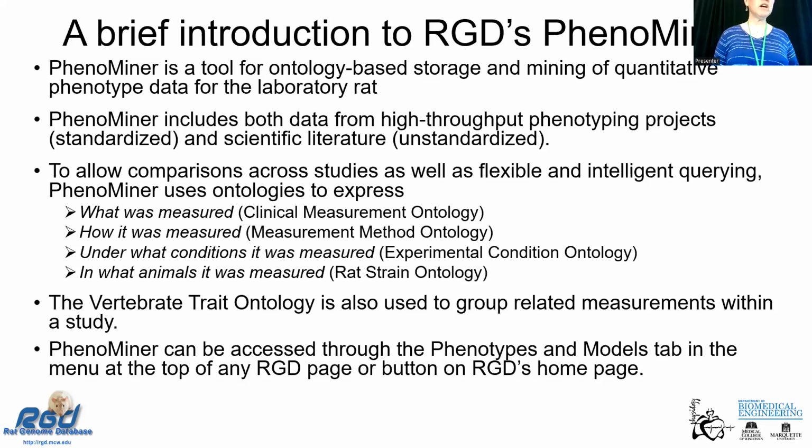The vertebrate trait ontology is also used to group related measurements within a study, and PhenoMiner can be accessed through the Phenotypes and Models tab in the menu at the top of any RGD page, or using the button on the RGD's homepage.